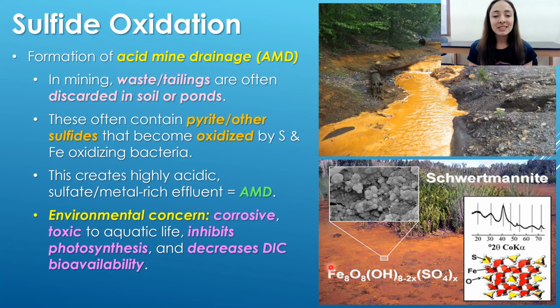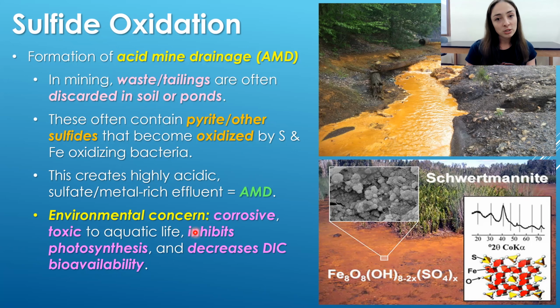But now let's switch gears a little and talk a little bit about why this is all important and how maybe this matters in an environmental sense. So in mining, waste and tailings are often discarded in soils and ponds. And because they contain pyrite and other sulfides, they then become oxidized by natural processes like we've just been talking about, and this creates a highly acidic, sulfate-rich, metal-rich effluent called acid mine drainage, or AMD. And acid mine drainage is a major environmental concern.